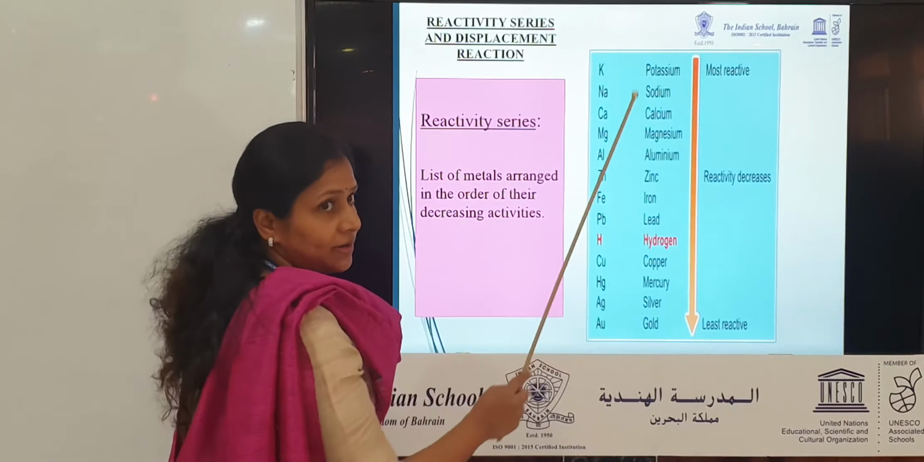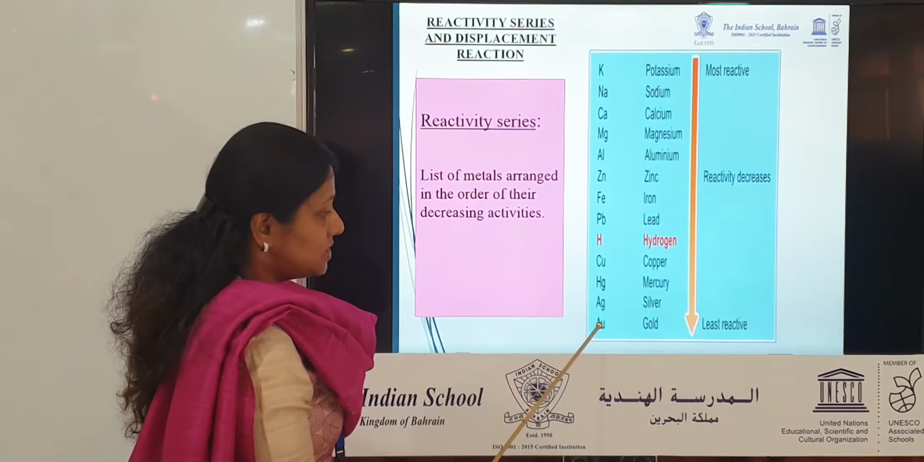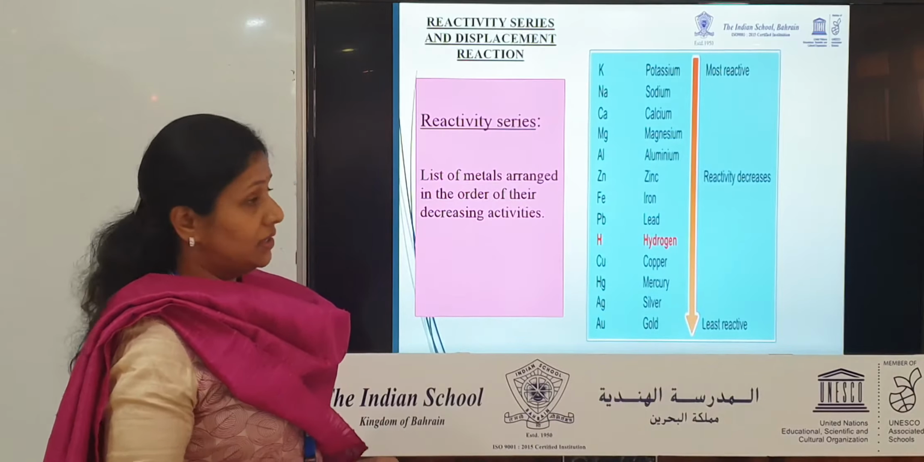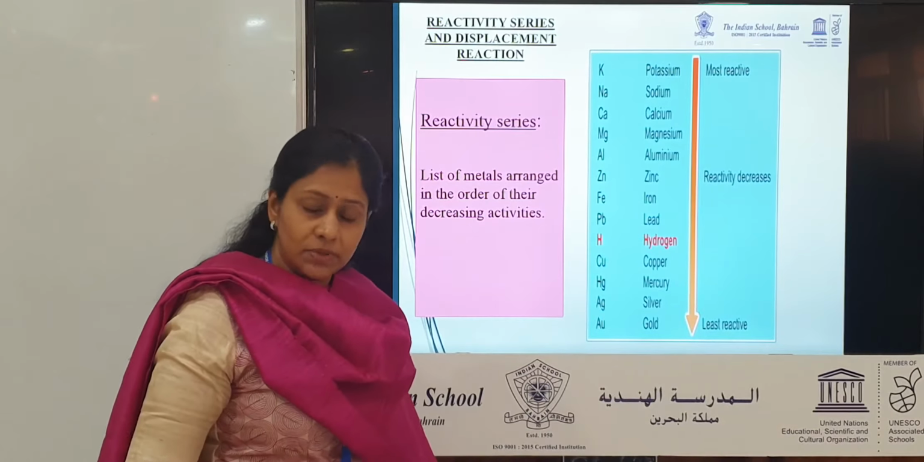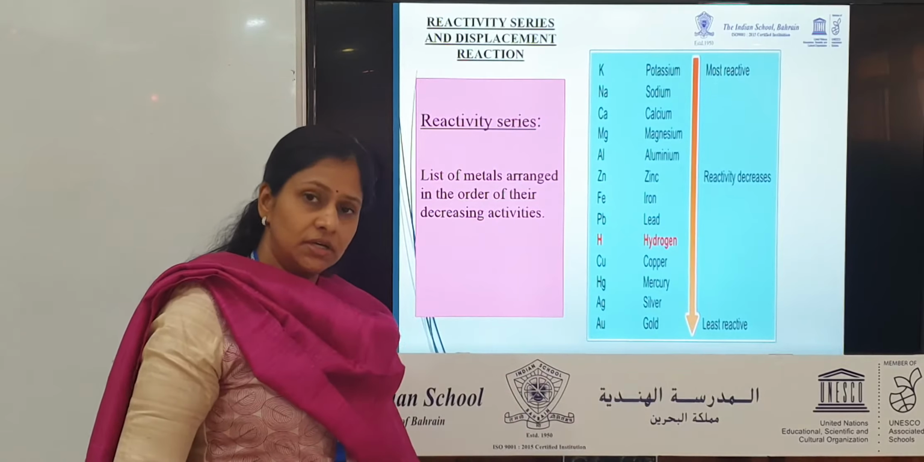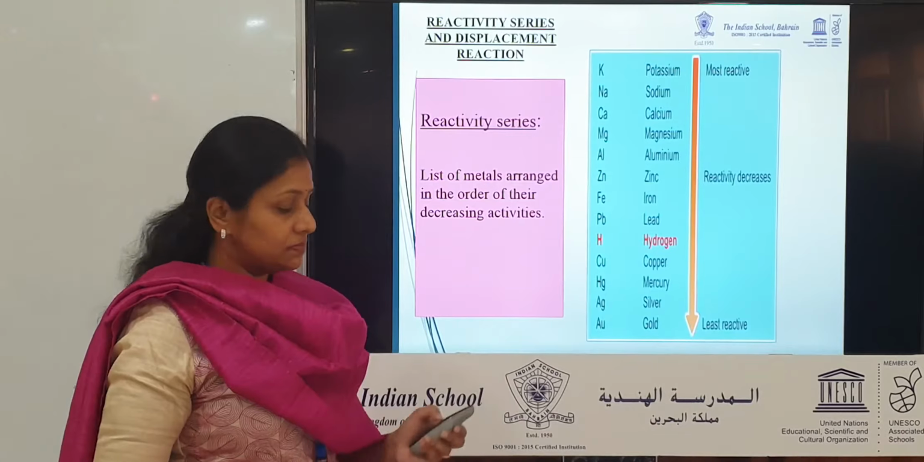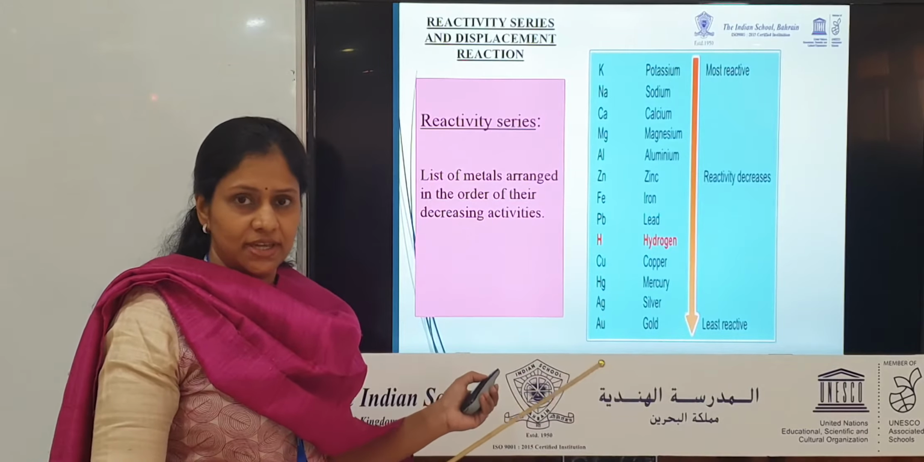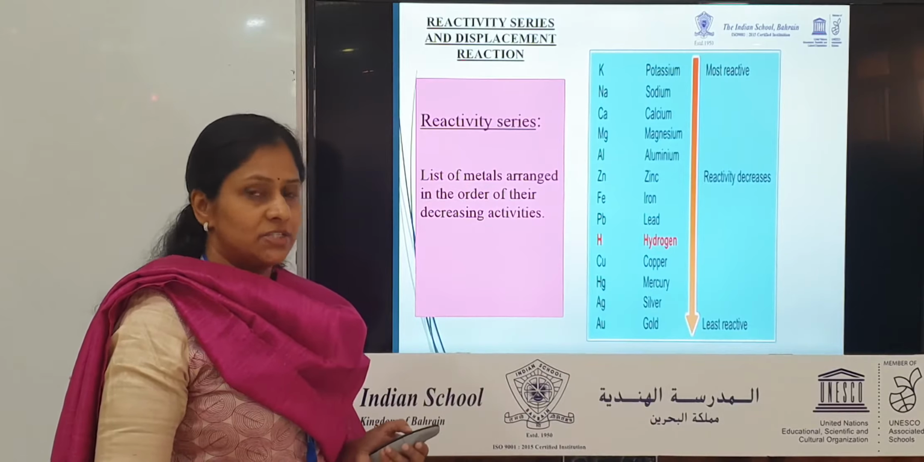Potassium is more reactive, and at the bottom you can see gold, which is least reactive. And you may be wondering, hydrogen is not a metal, then why is it here? We have placed hydrogen here for comparison. So let us see how we can use this reactivity series in our displacement reaction.